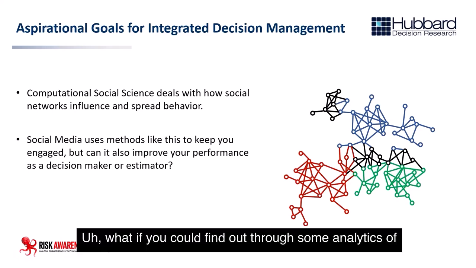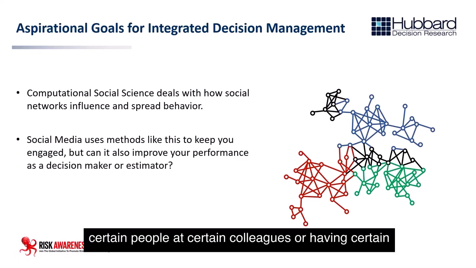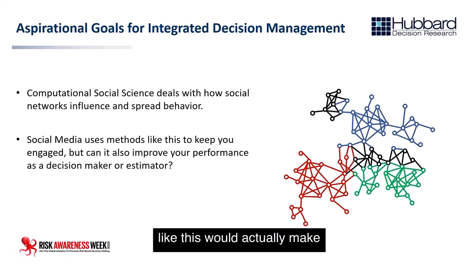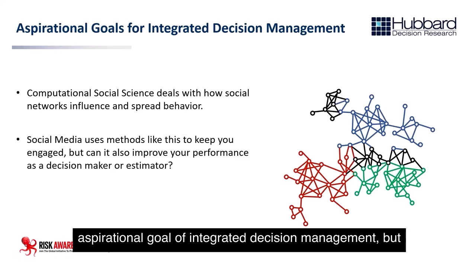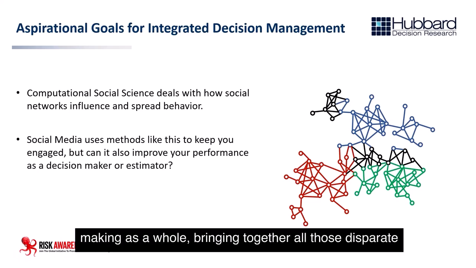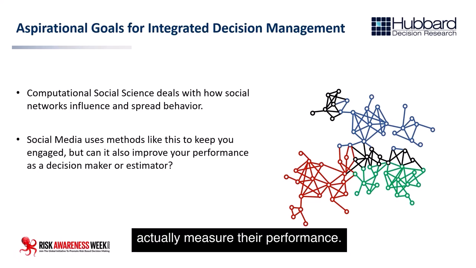What if you could find out through some analytics of your social networks that spending more time with certain people, certain colleagues, or having certain discussions, or changing your lunch group or something like this would actually make you perform better at something? Now, I would consider this part of, well, obviously a more aspirational goal of integrated decision management, but it is part of integrated decision management. We're talking about improving the performance of decision-making as a whole, bringing together all those disparate kinds of methods and fields, and talking about how we actually measure their performance.